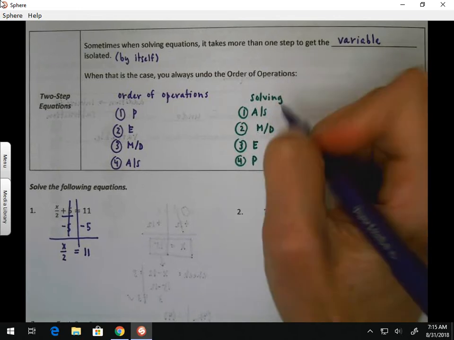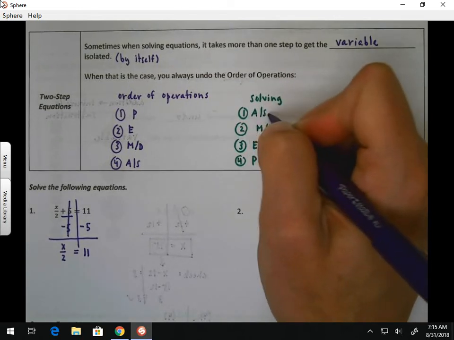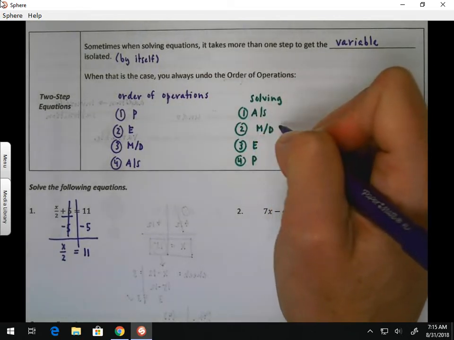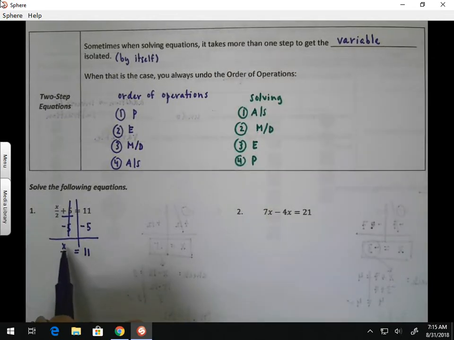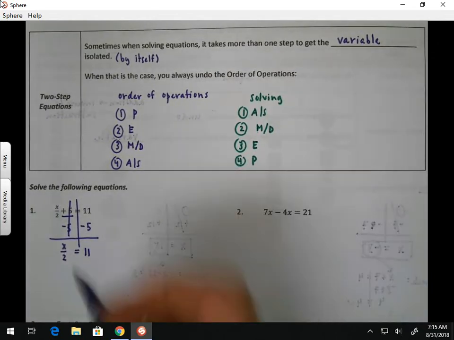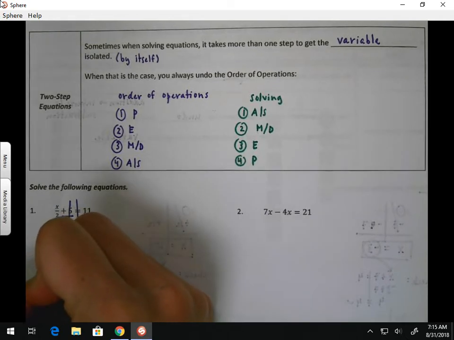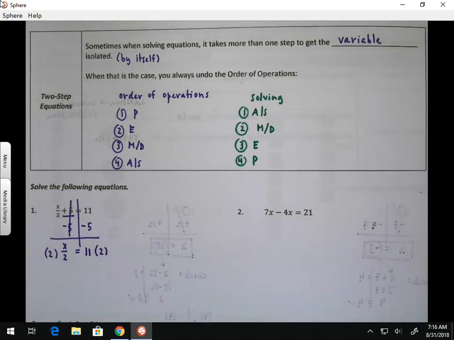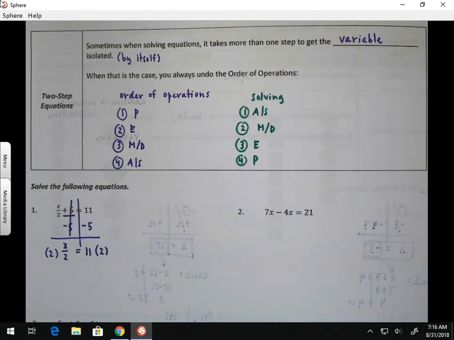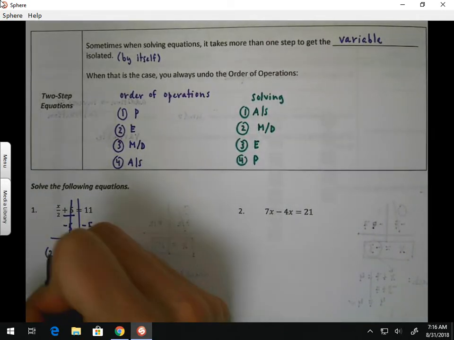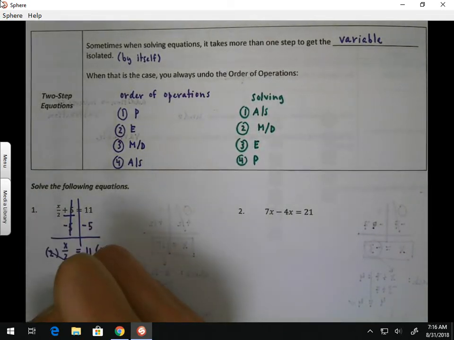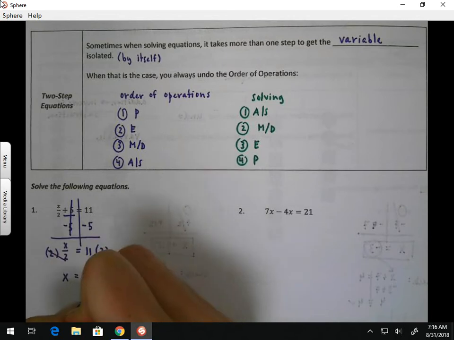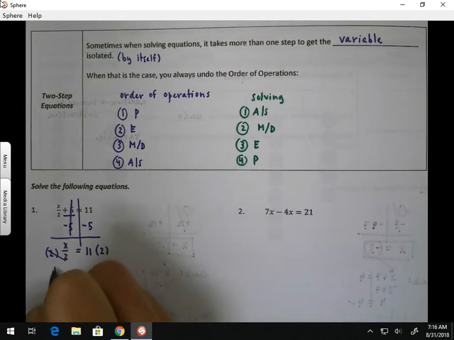Now I can see that once I've gotten rid of the addition or subtraction, I can take on the multiplication or division. And in my problem here, I have x divided by 2. To undo division, I need to use multiplication, so I'm going to multiply by 2 on both sides. Now 2 divided by 2 is 1, so I have 1x equals 22. And I'm done.